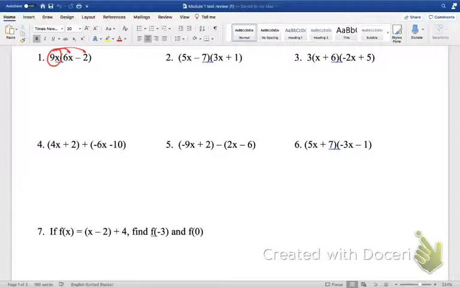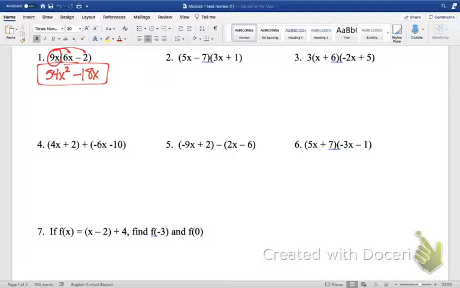9x times 6x is 54x squared, because we are multiplying two x's together. And 9x times negative 2 gives me negative 18x. As a reminder, I cannot simplify these two terms because they have a different exponent value. So we would leave it as 54x squared minus 18x.